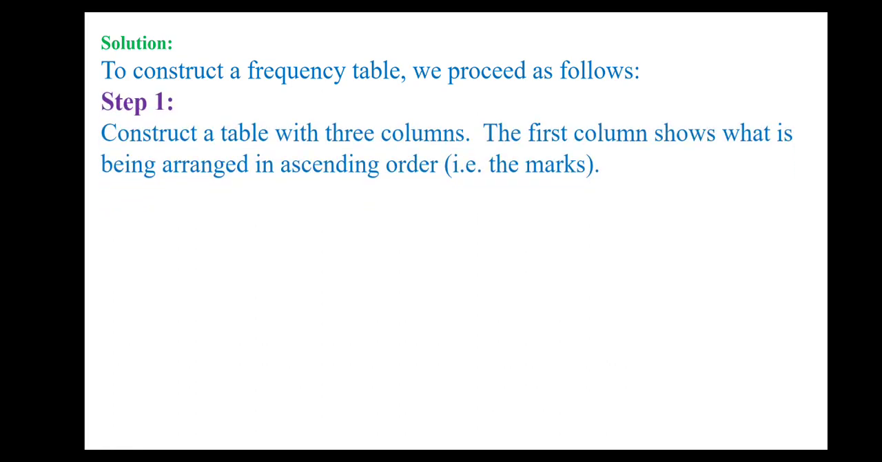First one, construct a table with 3 columns. First one, marks or class interval, whatever is given. Second one is tally marks. Third one is frequency. Here, explained about that. The first column shows what is being arranged in ascending order.